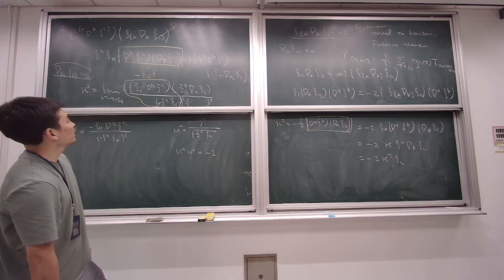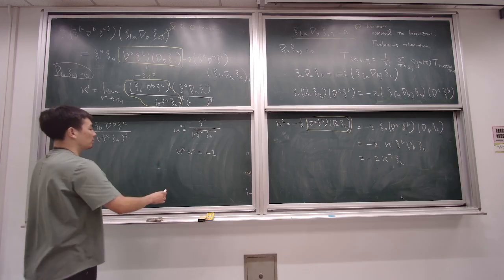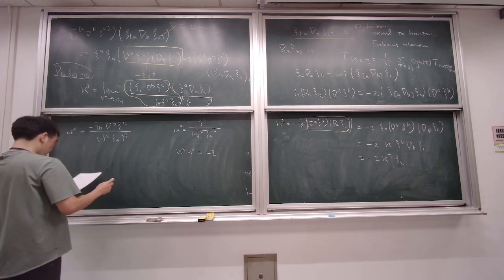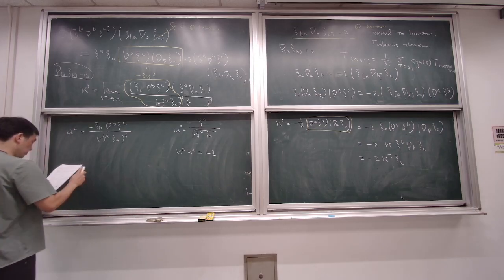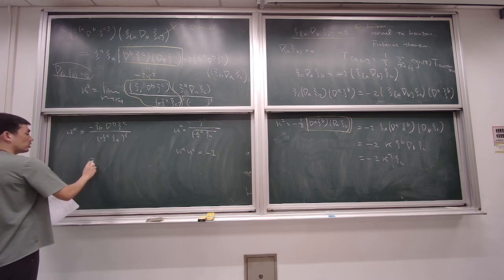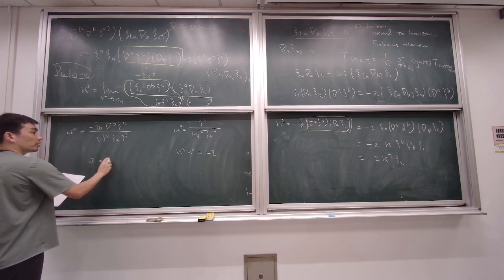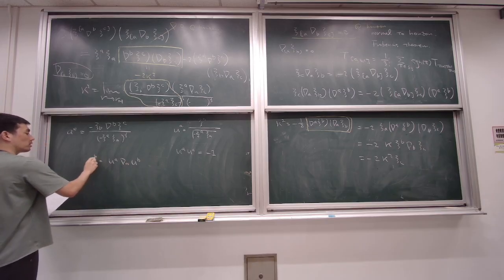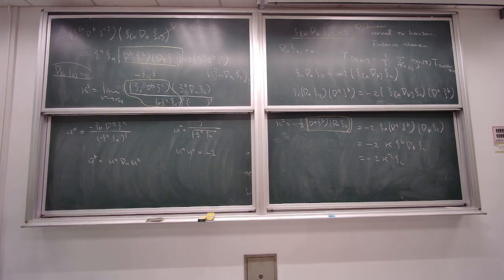Okay, let's accept this one. Next time I will find where I made a mistake in sign, and then move on. So then I just want to have acceleration. Acceleration of this object is u^a ∇_a u^b. So this is the acceleration of this observer.